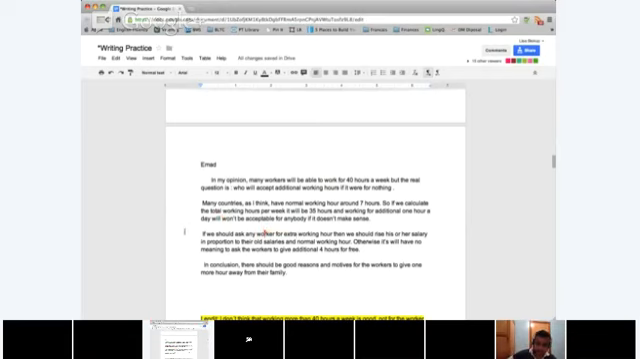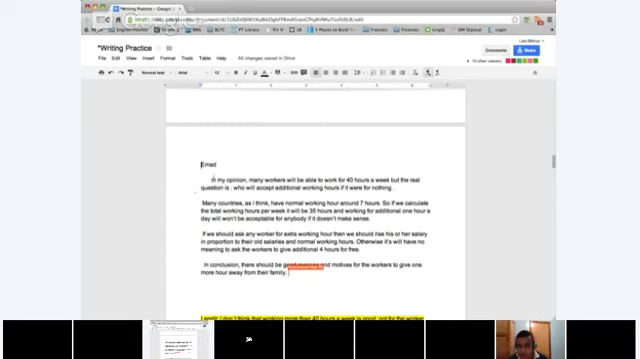If we should ask any worker for extra working hour, then we should raise his or her salary in proportion to their old salaries and normal working hours. Otherwise, it will have no meaning to ask the workers to give additional hours for free. In conclusion, there should be good reasons and motives for the workers to give 1 more hour a day away from their family.